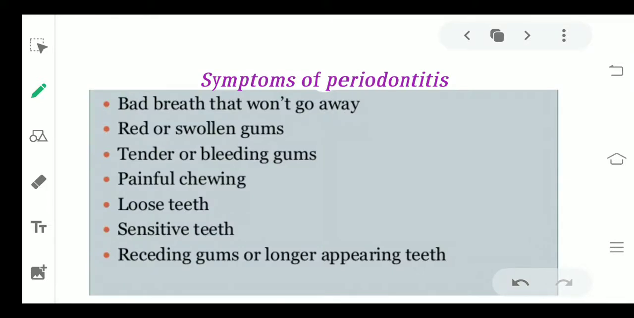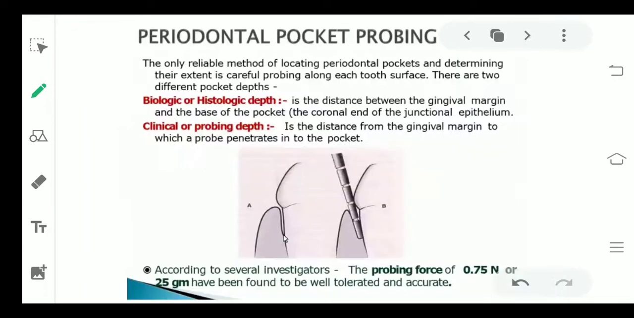Coming to the symptoms of periodontitis, bad breath, of course, halitosis will be seen, red and swollen gums, tender and bleeding gums, painful chewing, loose teeth, sensitive teeth, receding gums or longer appearing teeth. So mobility is also a thing which is not mentioned here, which is seen. So tooth mobility, sensitivity, receding gums, loose teeth, everything can occur. These are the symptoms of periodontitis.